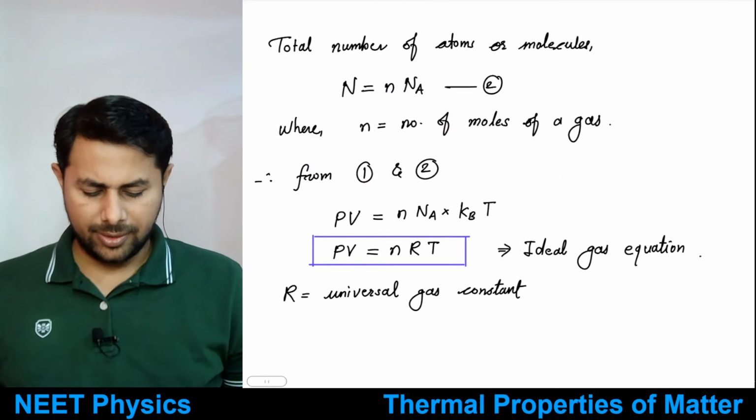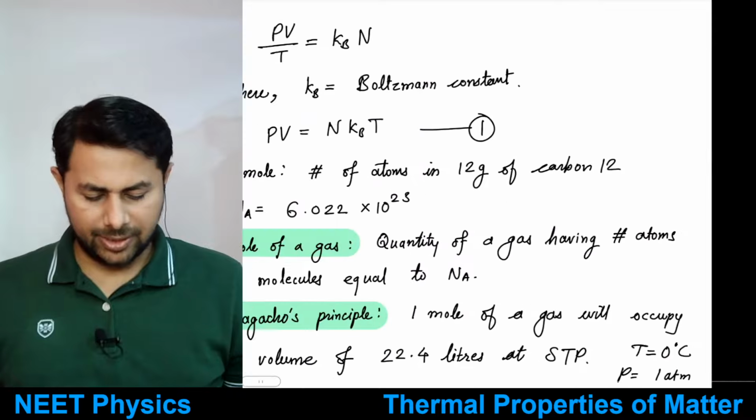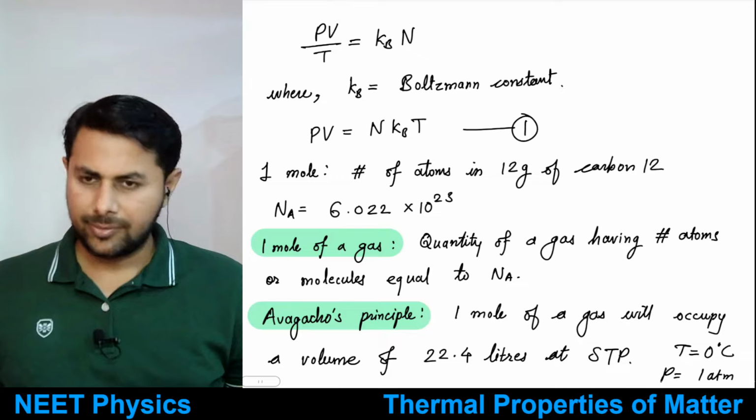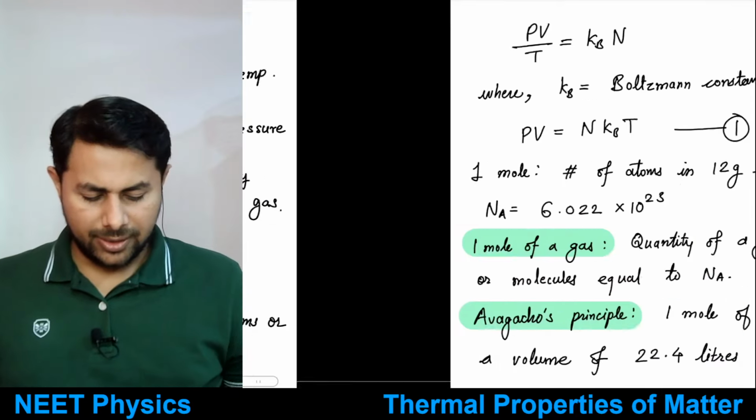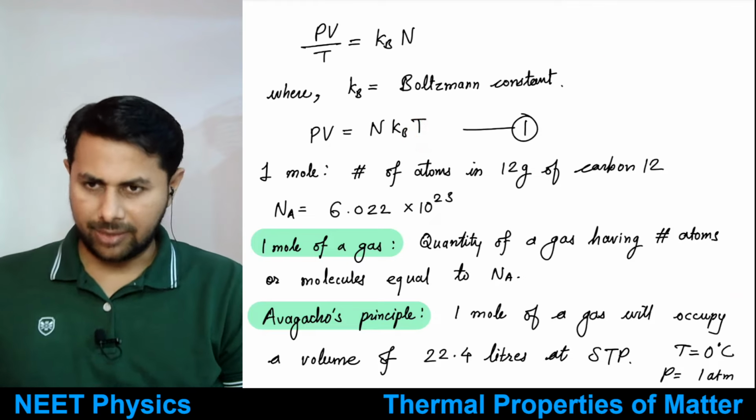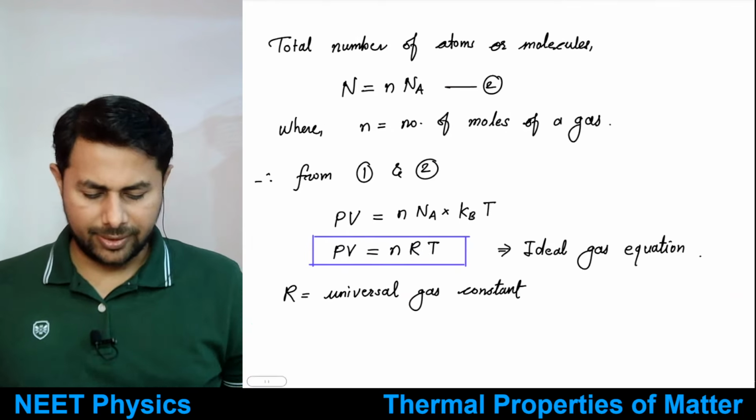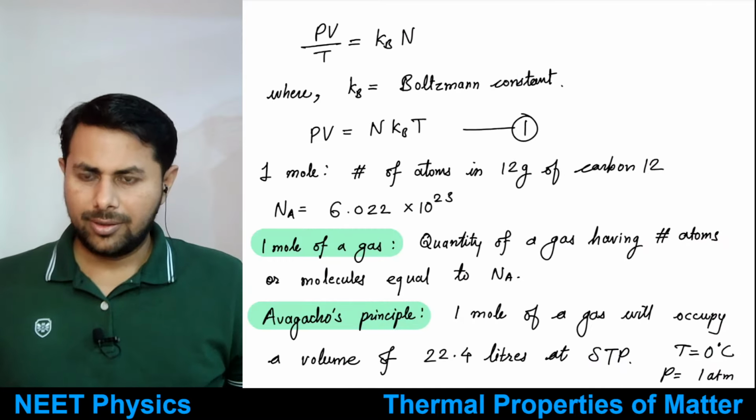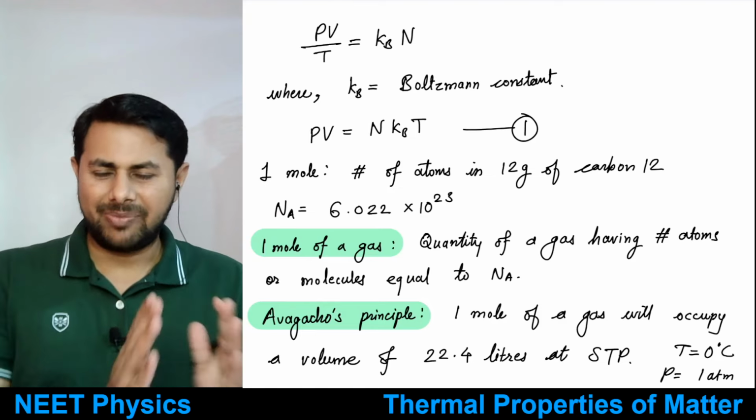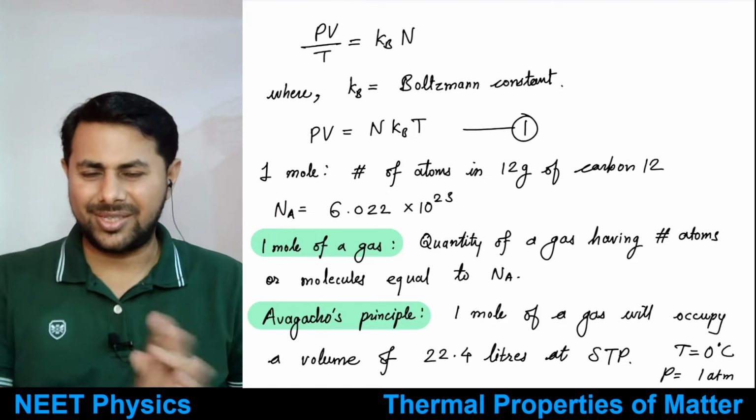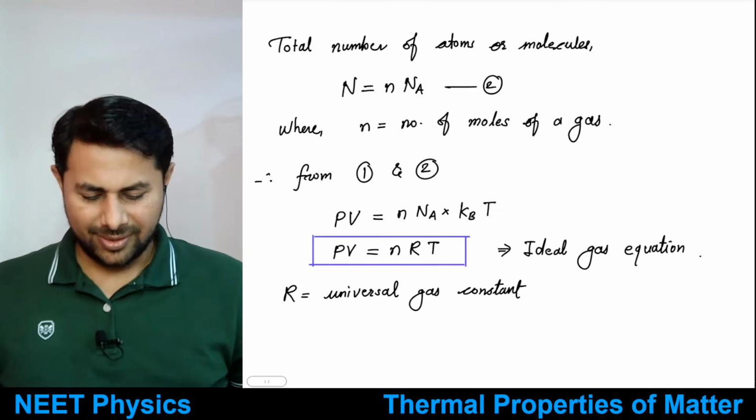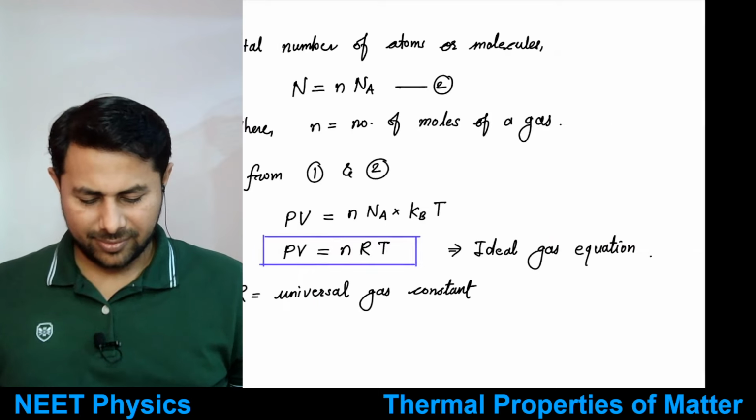Here the temperatures are measured in Kelvin. In PV equals nRT, this is not temperature in degree Celsius. The temperature is in Kelvin. Of course you know that, right? In PV equals nRT, T is in Kelvins, T is not in degree Celsius. All right.